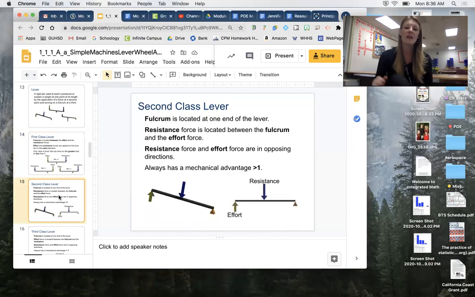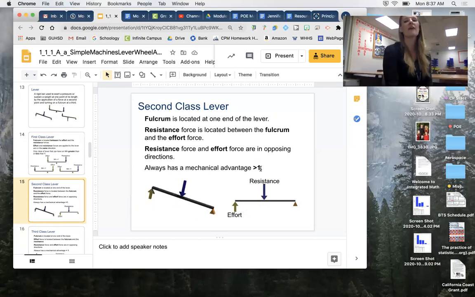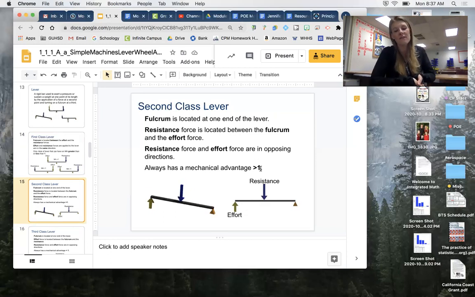Okay. The second class lever looks like this. It's the wheelbarrow, the classic wheelbarrow. This is why we have wheelbarrows, because it creates a mechanical advantage. You'll see right here, it always has a mechanical advantage greater than 1. The fulcrum is at the very end. Your resistance is somewhere in the middle, and the effort is up. So the force is down, the effort is up. That's opposite of the first class lever. When you have that situation, then you always have a mechanical advantage greater than 1.